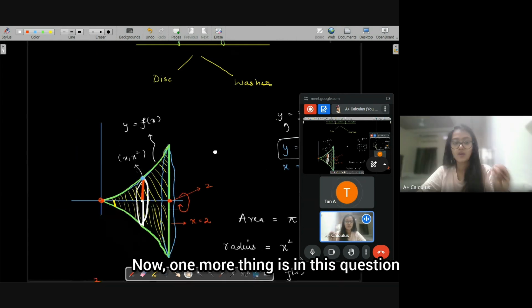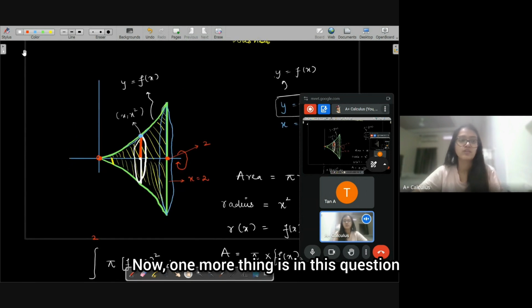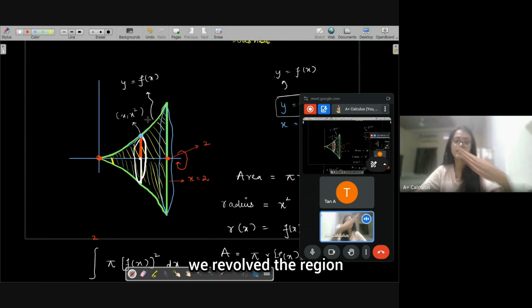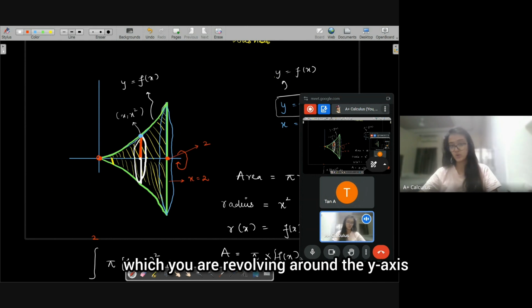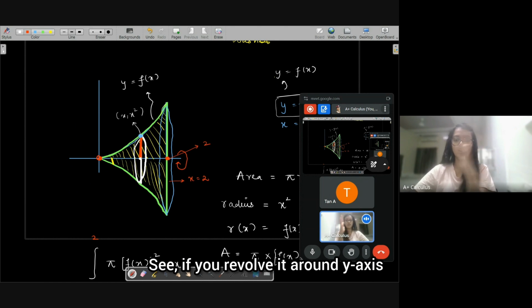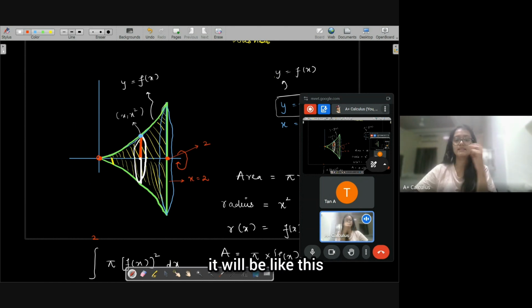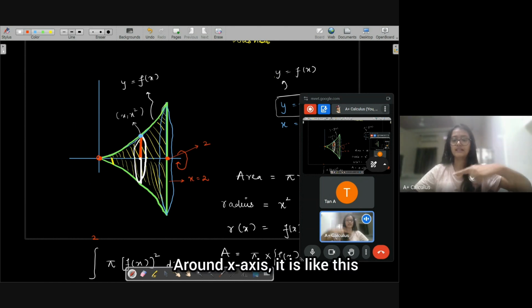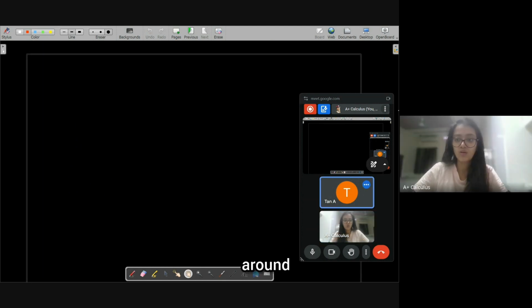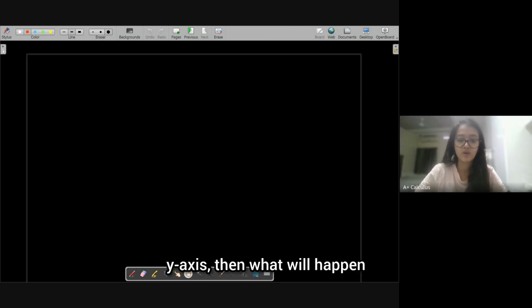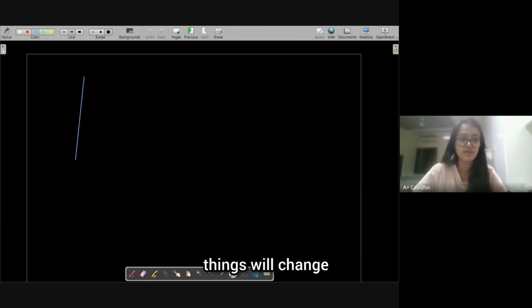Now, one more thing is, in this question, we revolved the region around the x-axis. Now, you can also have questions in which you are revolving around the y-axis. See, if you revolve it around the y-axis, it will be like this. Around the x-axis, it is like this. If you do it around the y-axis, then what will happen? Things will change.